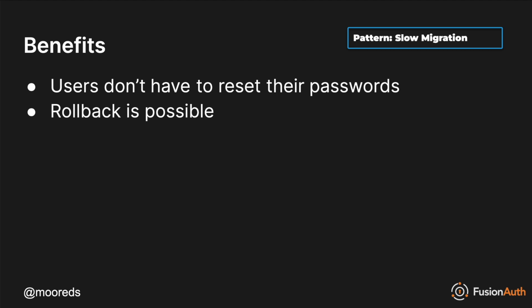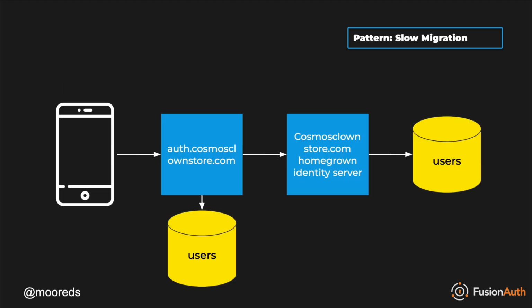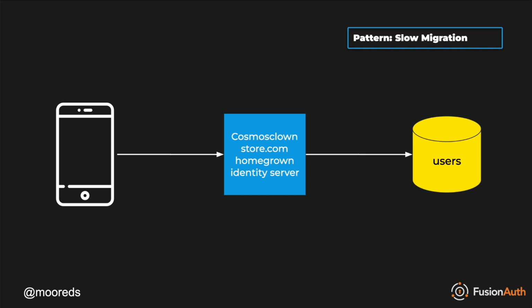Another benefit is that, as I mentioned on the previous slide, you never have to have access to those hashes. And sometimes there are some providers that don't actually let you have access to those hashes. So what rollback means is you can basically just remove the new auth system from the authentication pathway. If you roll this out and then you discover, oh my gosh, there's something wrong with the new auth system, you can roll back pretty easily.